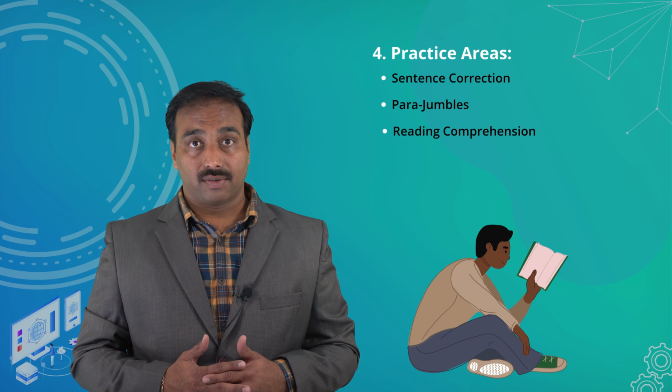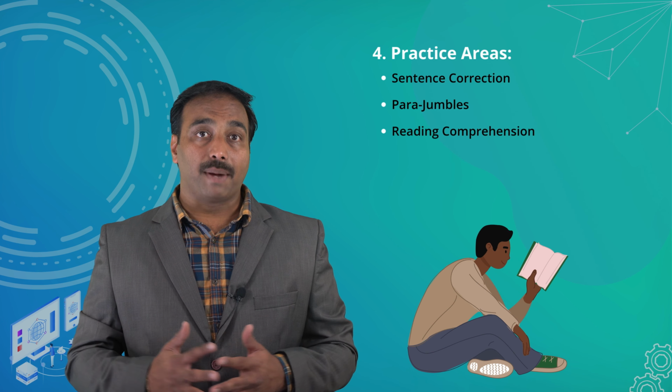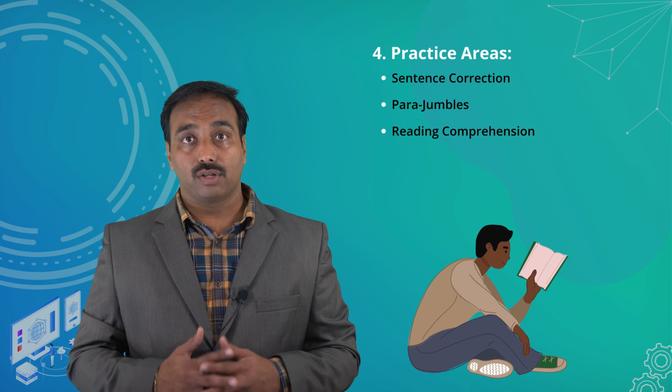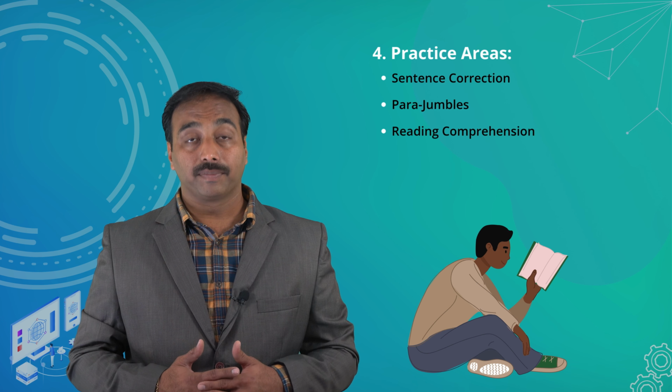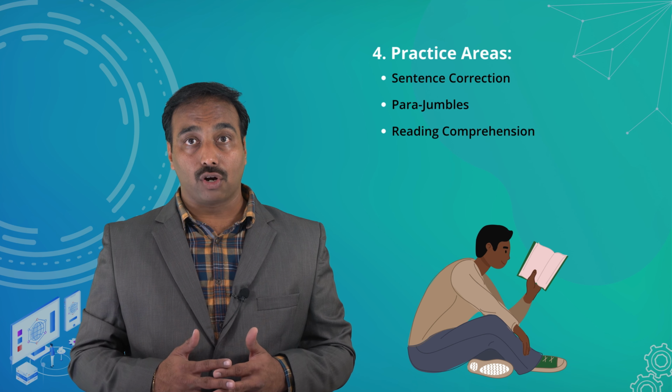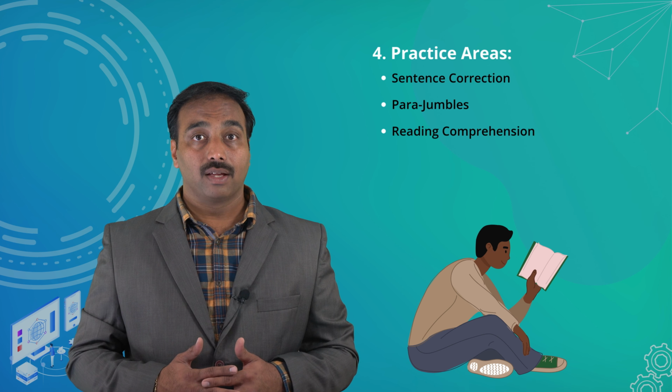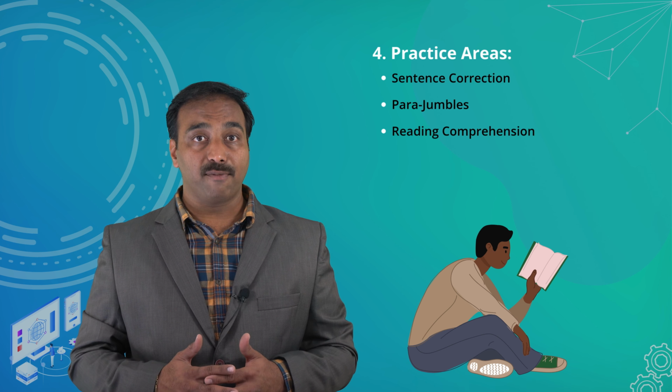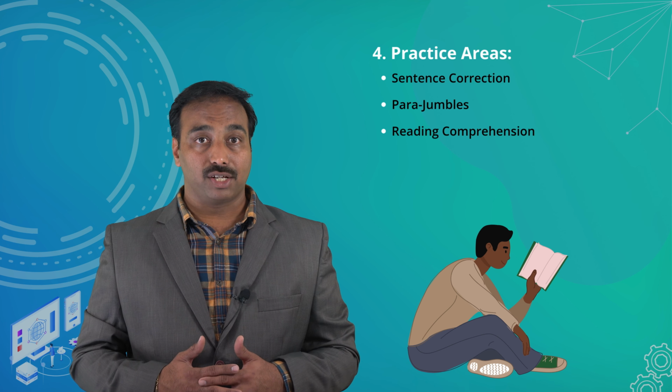Practice areas. Let us go through some of the practice areas. The first one is sentence correction. Spot errors in tense usage. Parajumbles. Identify sentence order by tense consistency. In reading comprehension, identify time frames and verb forms used in the passage.